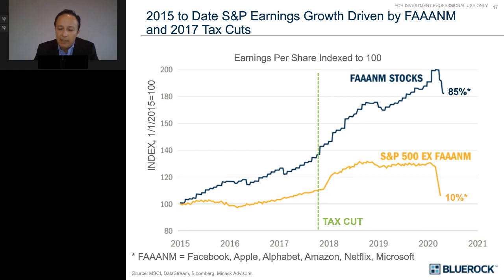What about the rest of the S&P? The rest of the S&P has had 10% earnings growth, and that's after the 2017 tax cuts. Without the tax cuts, the S&P 500, leaving aside these top tech stocks, is in an earnings recession. And that can't go on forever. That creates risk in the market, and so that's something that we should be aware of.